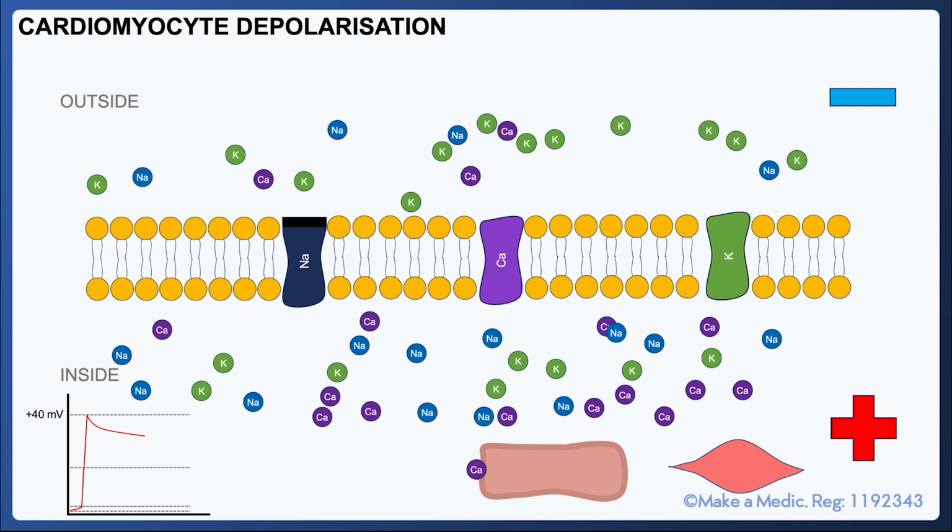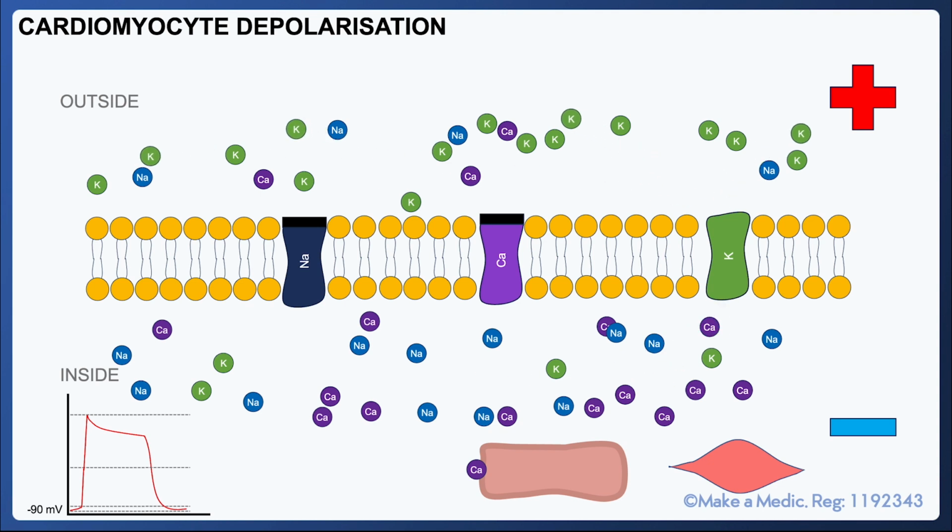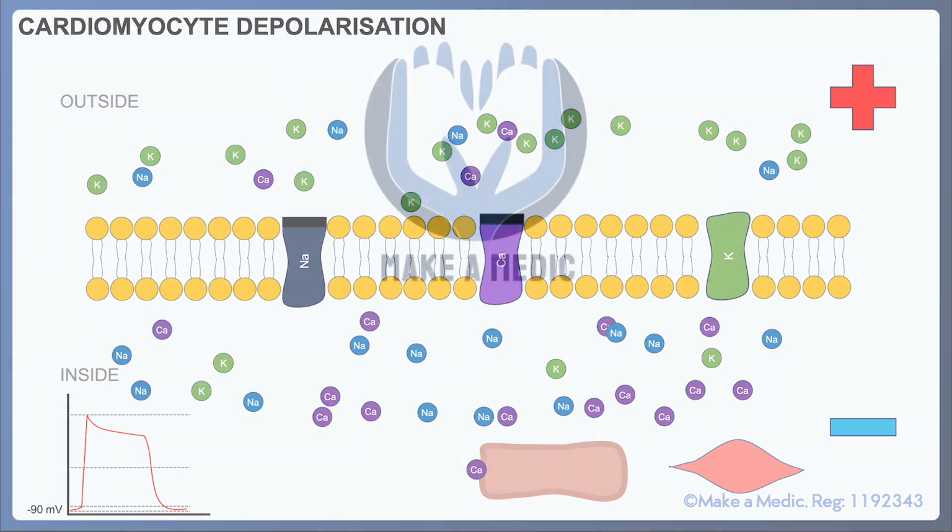Eventually, the calcium ion channels will close and the ongoing potassium efflux will bring the membrane potential back down to around minus 90 millivolts. The longer refractory period of the cardiomyocyte is essential in preventing the cells from going into tetany and to ensure that the passage of the impulse is unidirectional.